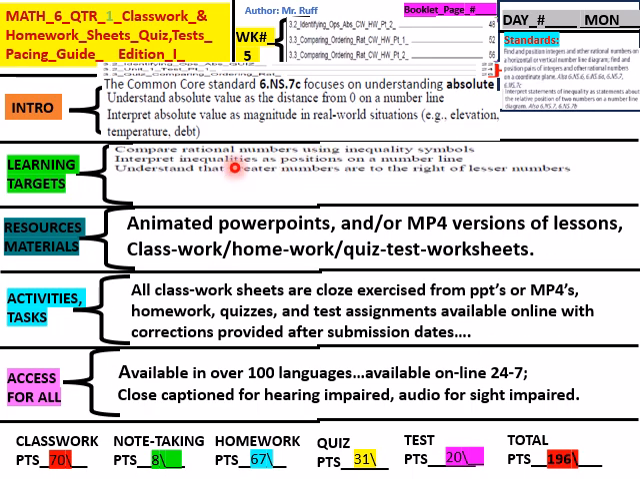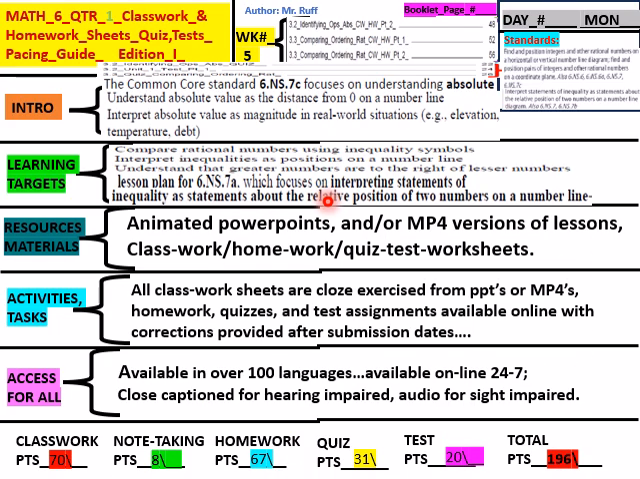And then our learning targets are compare rational numbers using inequality symbols. Interpret inequalities as positions on a number line. Understand that greater numbers are to the right of lesser numbers. Lesson plan for 6.NS.7a, which focuses on interpreting statements of inequality as statements about the relative position of two numbers on a number line. So those are our learning targets.